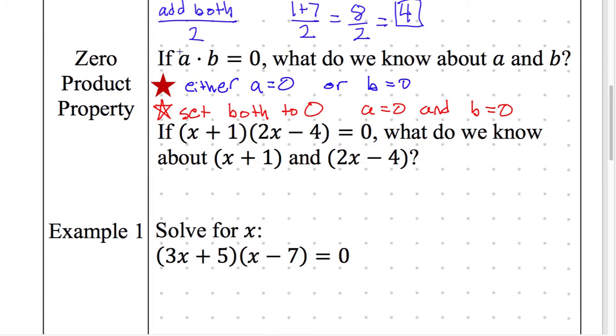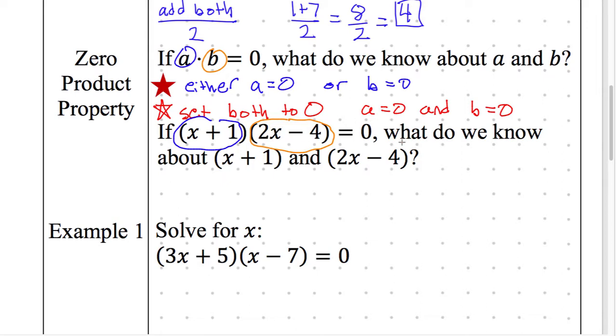Now I'm going to change it from a. It's no longer an a, it's an x plus 1. Instead of a b, it is now a 2x minus 4. I'm still multiplying two things together. If this blue thing times this yellow thing is 0, what do we know about that blue thing and yellow thing? And again, you need to pause the video, attempt this on your own, either out loud, on paper, do something to where you're predicting what this is going to be. If you're not predicting, you're not doing the notes.